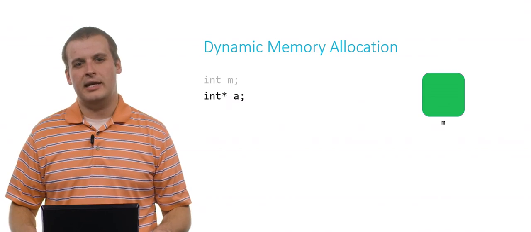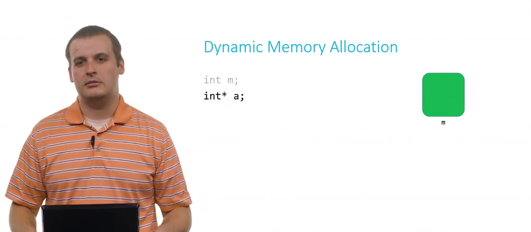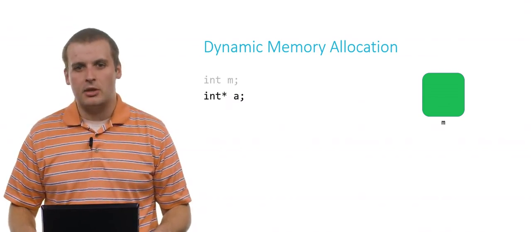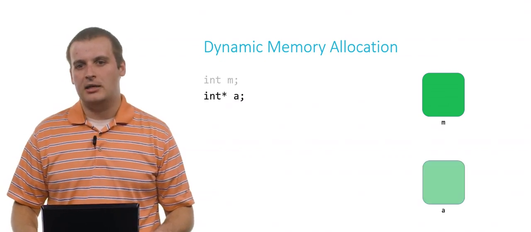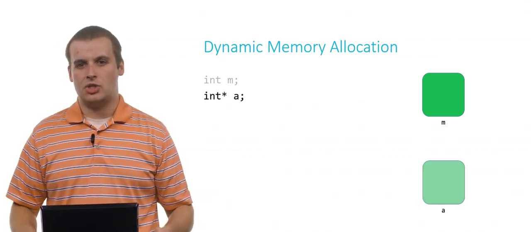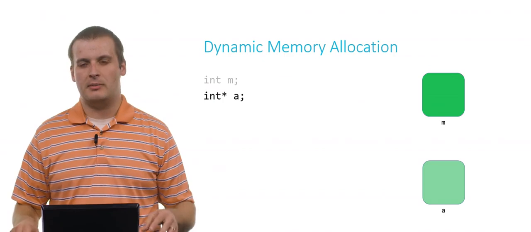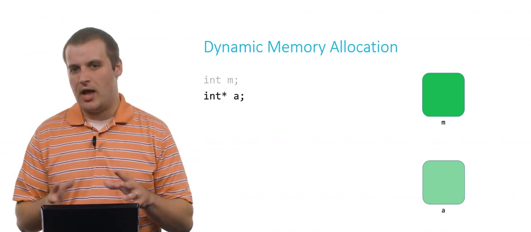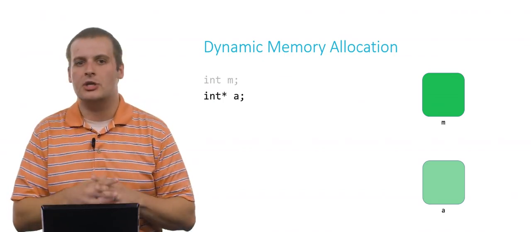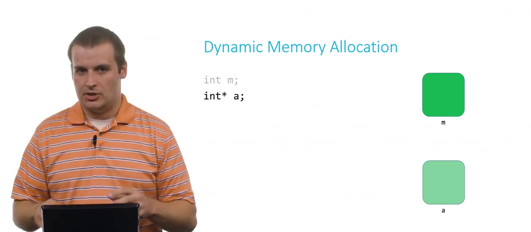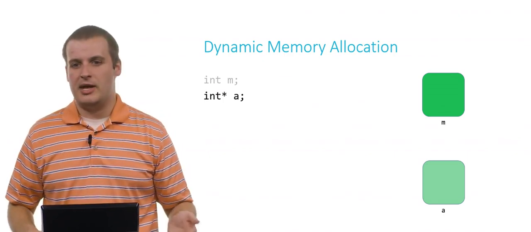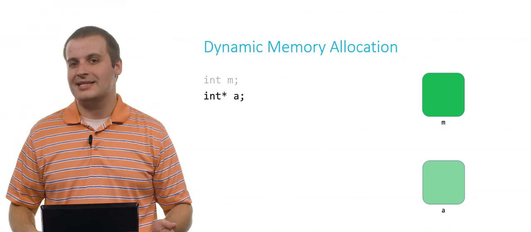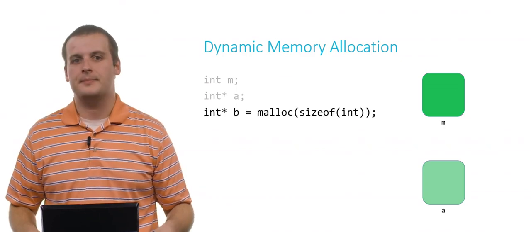What if I then say int star a? Well, that's pretty similar. I'm creating a box called a. It's capable of holding int stars, pointers to integers, so I'm coloring it green-ish as well. I know it has something to do with an integer, but it's not itself an integer. But it's pretty much the same idea. I created a box. Both of these right now live on the stack. I've given them both names.